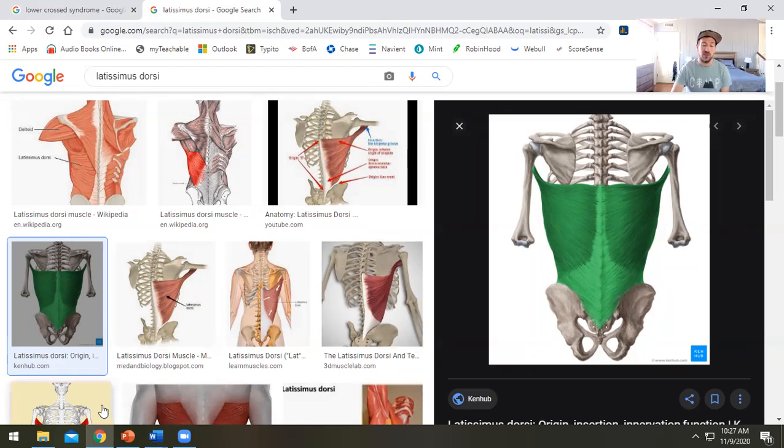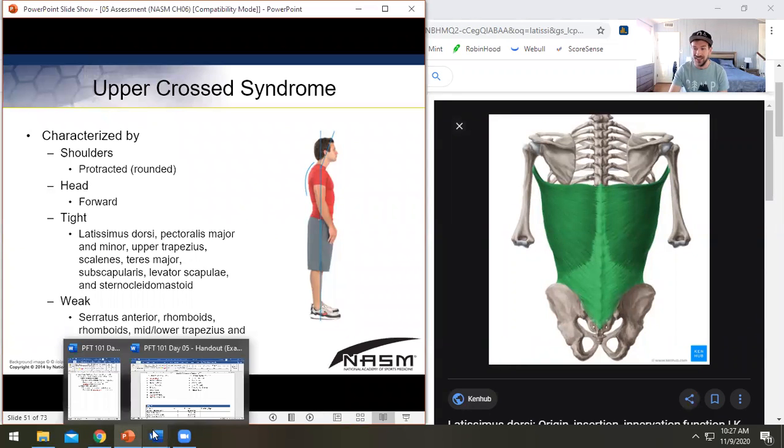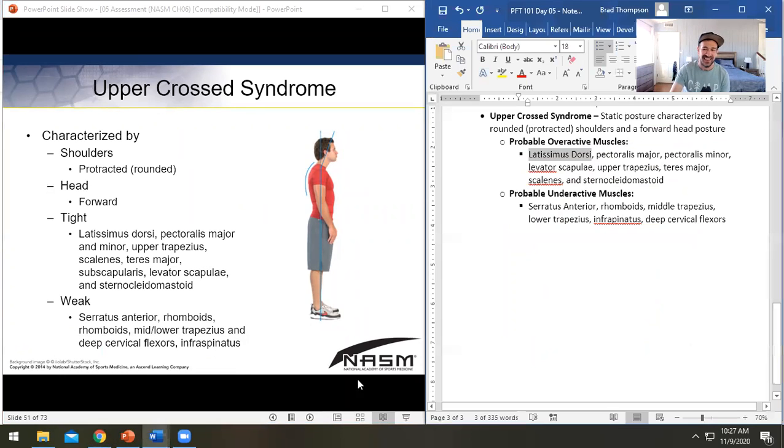I will look for that when people walk into the gym. Like, thumbs, you know? So that's your latissimus dorsi. That's a very overactive one.